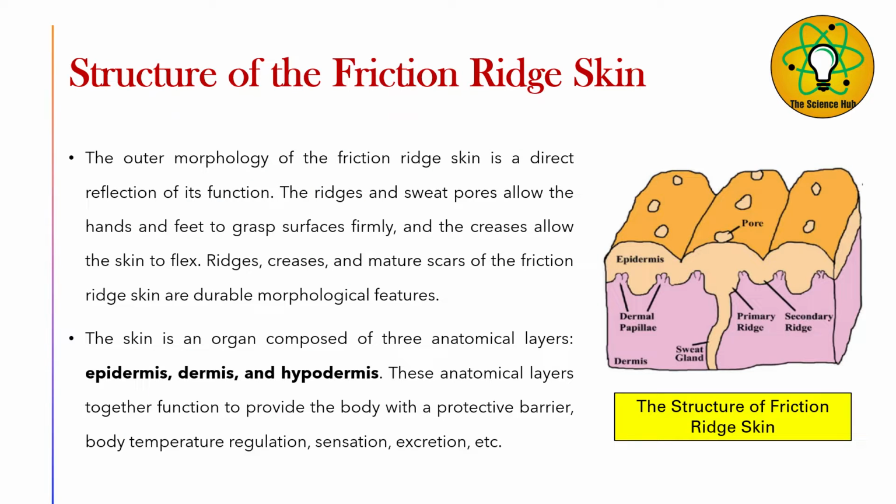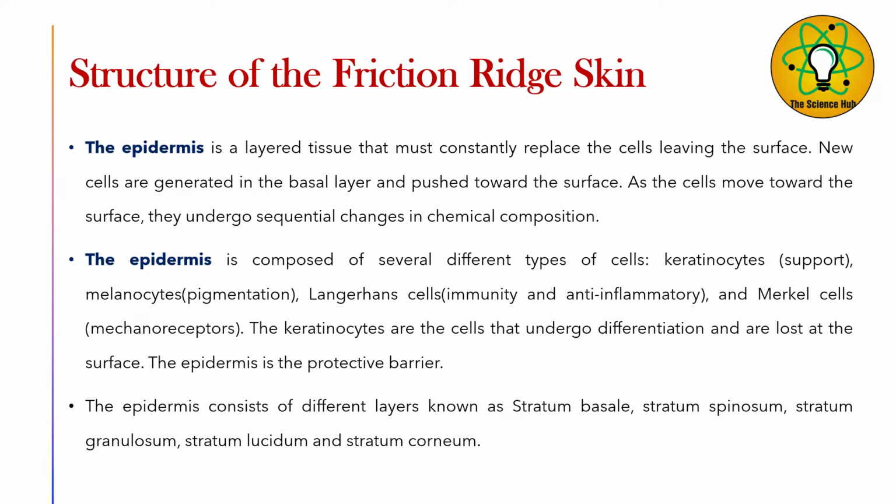The skin is an organ composed of three anatomical layers, that is epidermis, dermis and hypodermis. These anatomical layers together function to provide the body with a protective barrier, body temperature regulation, sensation and excretion. Epidermis, it is the layered tissue that must constantly replace the cells leaving the surface, and new cells are generated in the basal layer and pushed towards the surface.